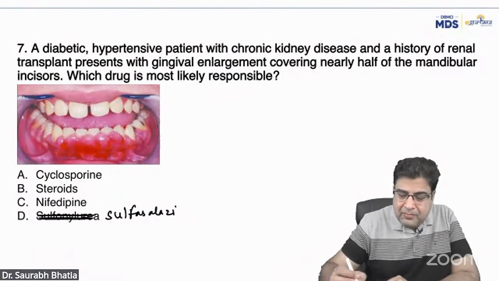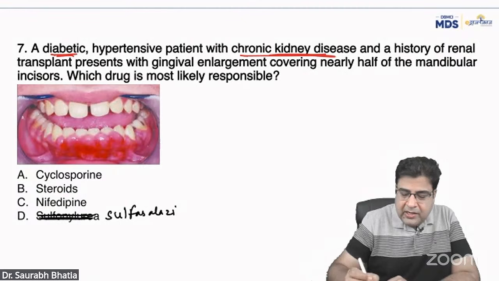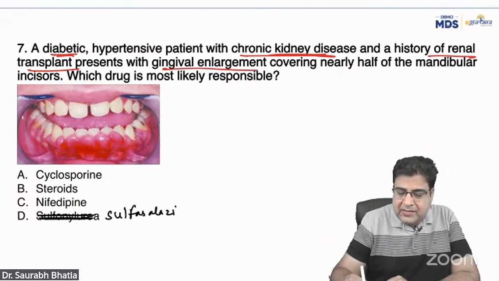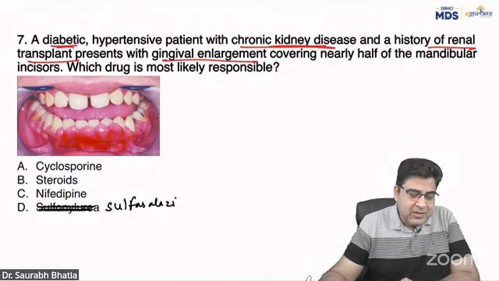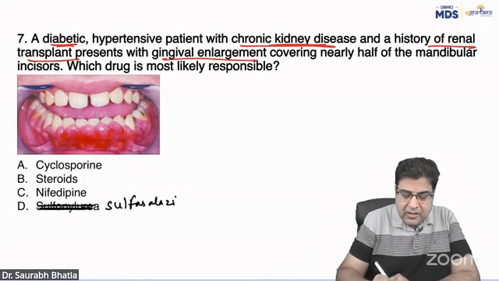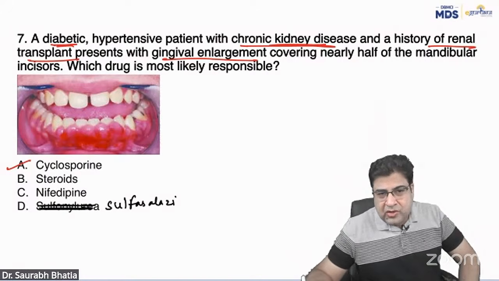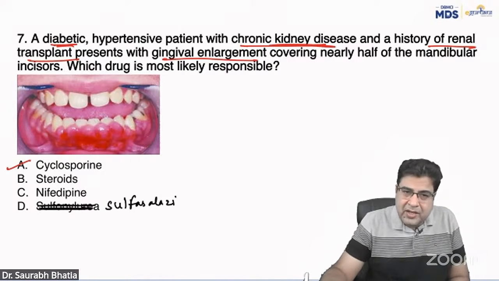So in question number 7, a diabetic patient was given. He is having CKD and now he has undergone renal transplant because of diabetic kidney disease. Now he has come to you with gingival enlargement, right? Now which drug is responsible? So the answer was cyclosporin. Cyclosporin is a drug that is given after kidney transplant, and this medicine can cause gum hypertrophy.